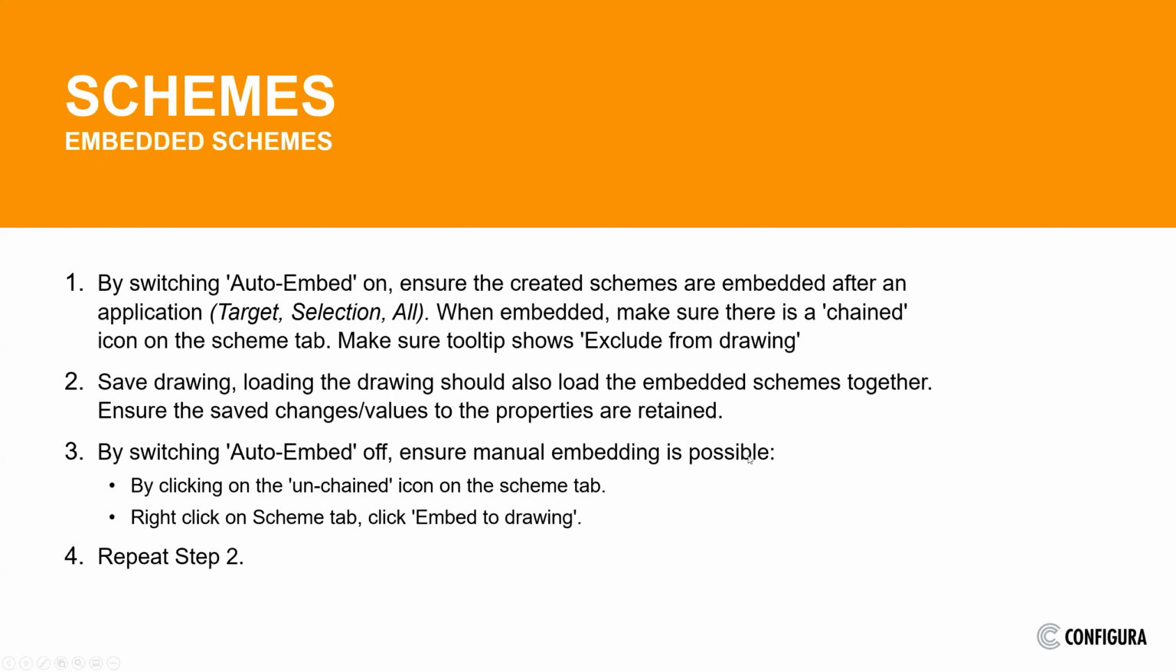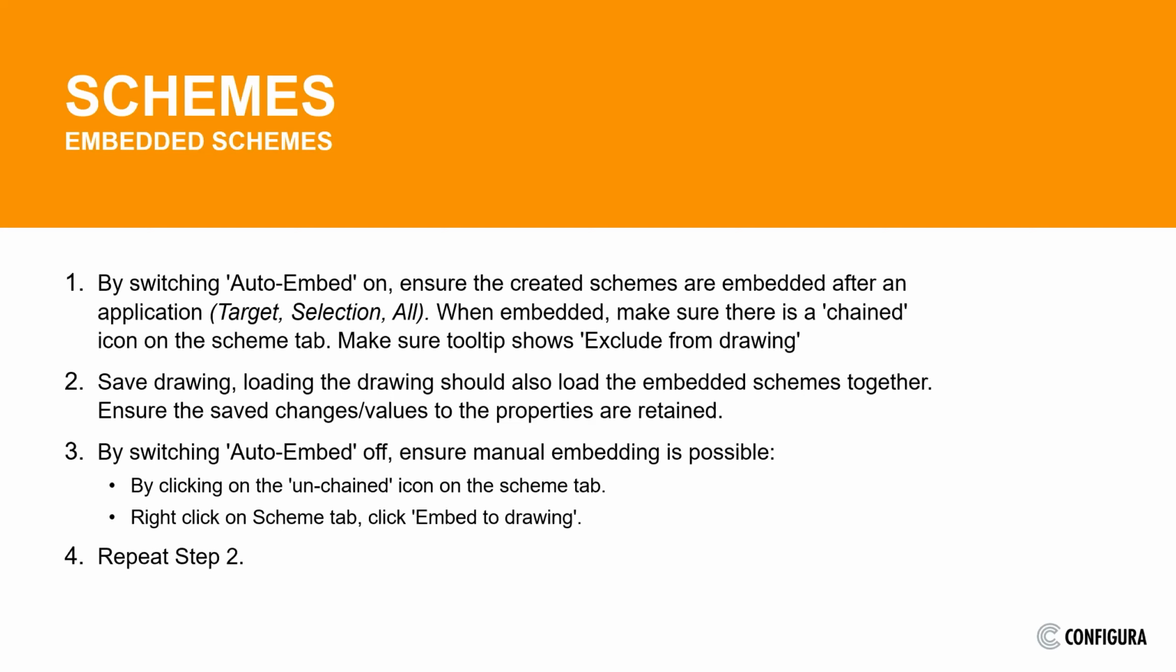Ensure manual embedding is possible by clicking on the unchained icon on the scheme tab. That's one. Another way is to right click on the scheme tab, click embed to drawing. That's another way. Okay, so you can try if manual embedding really works for you by repeating step 2. That means you're going to be reloading this drawing using manual embedding just to see it works together with the auto embed on. Works the same as the automatic embed, right? Ensure the saved changes and the values are retained.